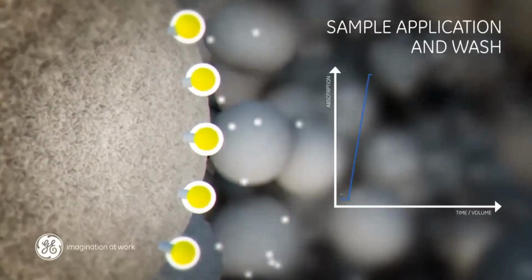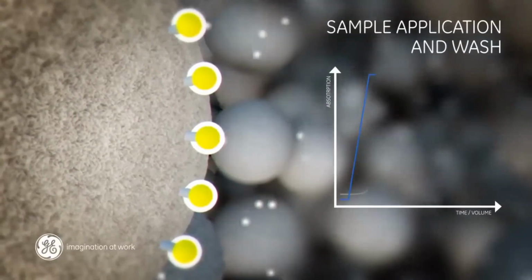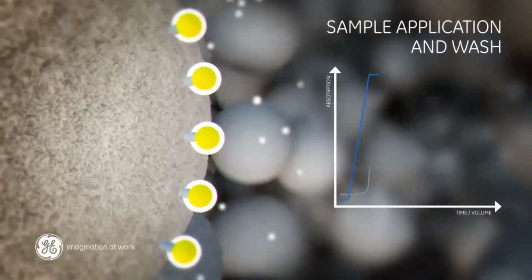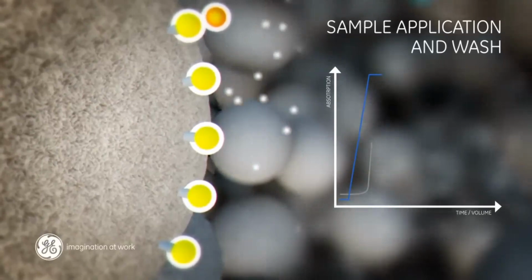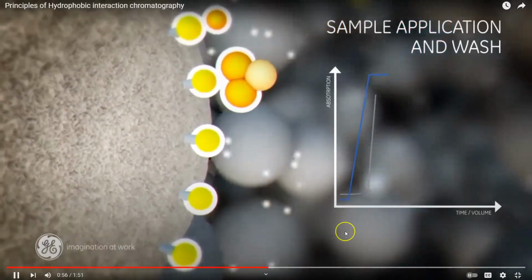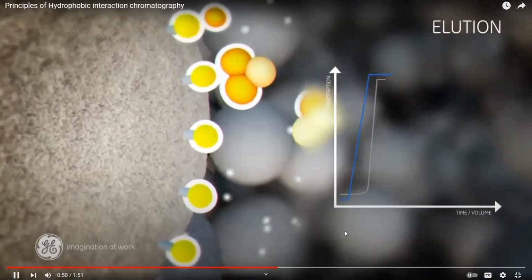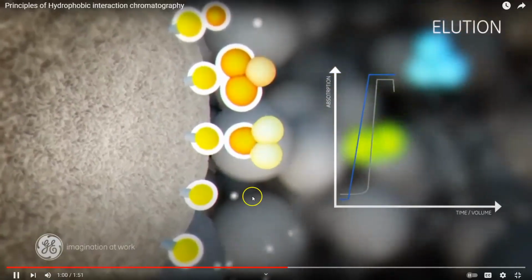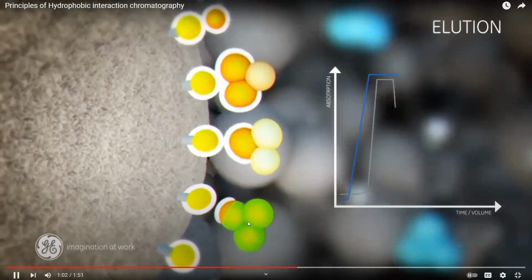The second step is sample application and wash. The goal in this step is to bind the target molecules and wash out all unbound material. So the polar proteins are coming off at moderately high concentrations of salt, and the nonpolar proteins bind. The salt concentration that gives an optimal purification is chosen.